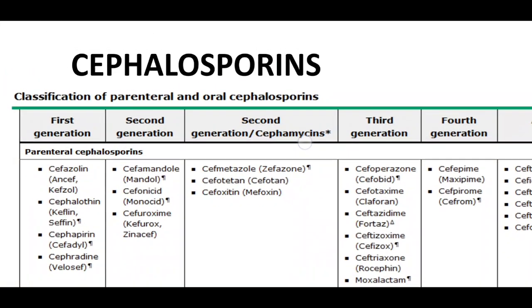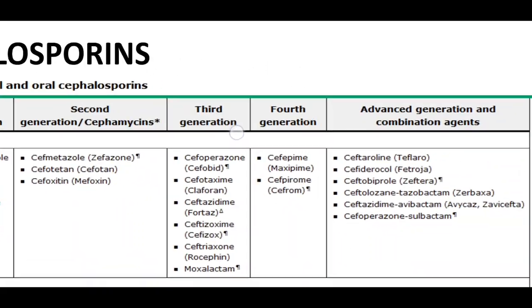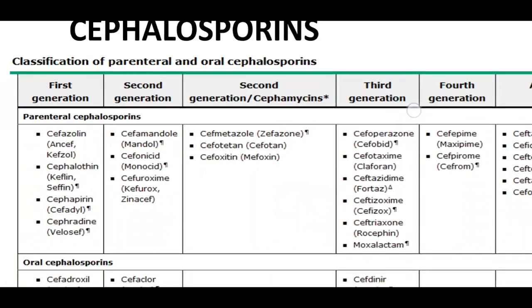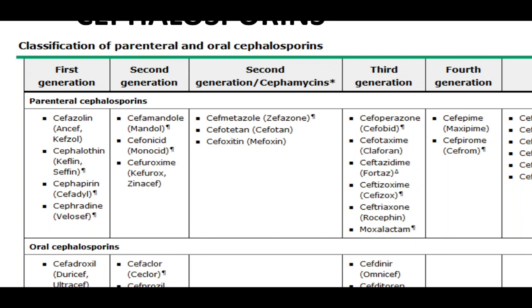Now let's move on to cephalosporins. We have 5 generations of cephalosporins. Some have found it difficult to pronounce or identify which cephalosporin comes under which generation. Now let's look at each of the drugs coming under the different generations.